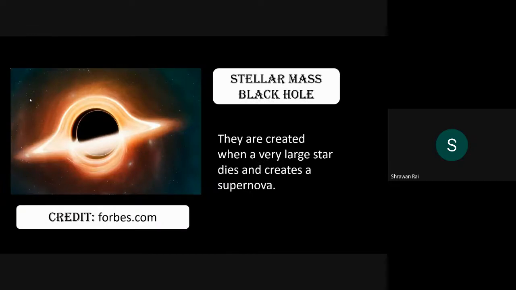Number two, stellar mass black holes. They are created when a very large star dies and creates a supernova. That is, they were formed by the gravitational collapse of a star. These black holes have masses ranging from about 5 to several tens of solar masses, and are about 10 to 24 times more massive than the Sun.